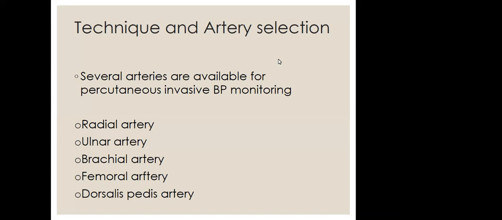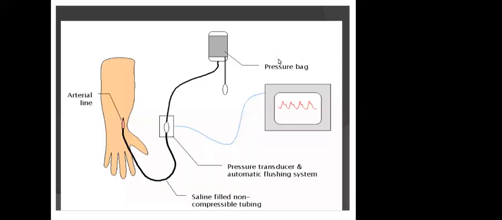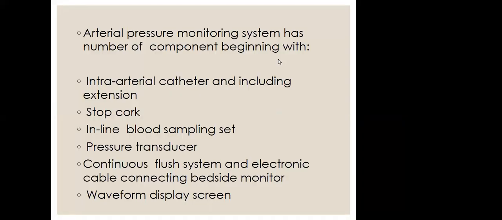Invasive blood pressure monitoring has different components. It begins with the intra-arterial catheter. It includes the extension, that starts from the cannulation to the stopcock, inline blood sampling set, and pressure transducer. You can see the pressure bag over there. There's the pressure transducer, an automated flush system, and an electrode that connects to the monitor, where it is shown as the waveform and also in number form. These are the components of the arterial pressure monitoring system.